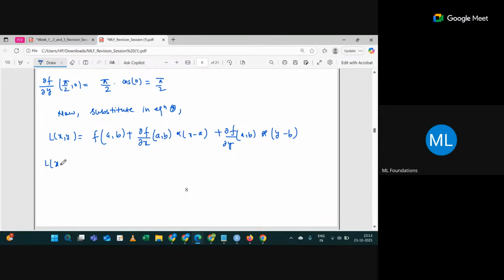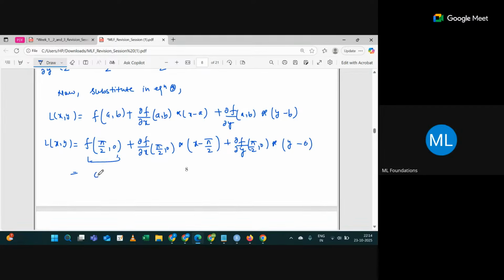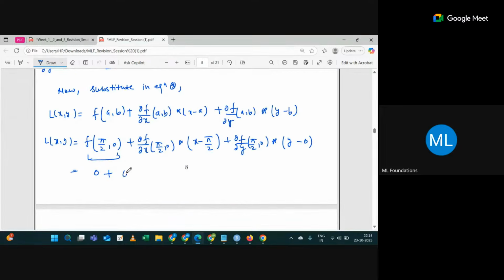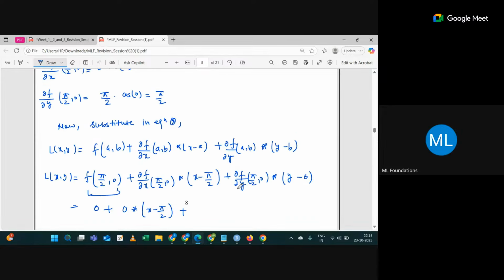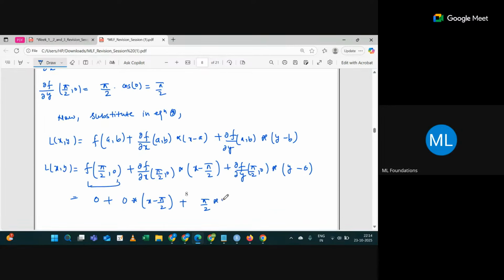So here we have (x, y), and we had f(π/2, 0) + ∂f/∂x at (π/2, 0) into (x − a). So what is x − π/2, plus ∂f/∂y at (π/2, 0) into (y − b)? What is y? I mean, y is y, b is 0, right? So this value we got as 0, and this value is again 0, into x − π/2 will give you 0, right? Yes. Plus ∂f/∂y is π/2 into y.